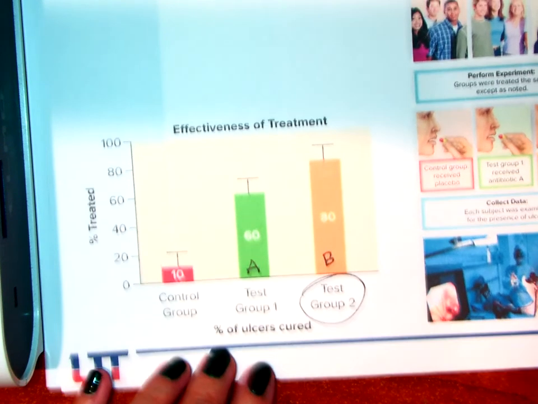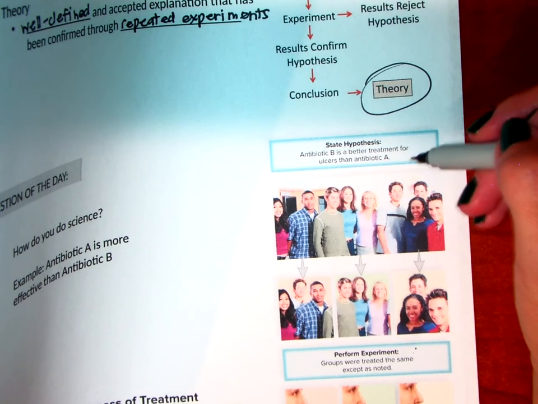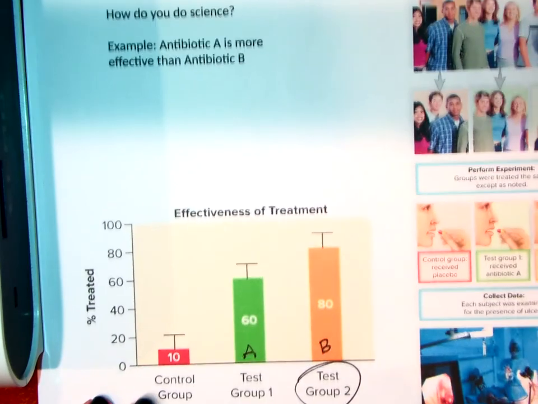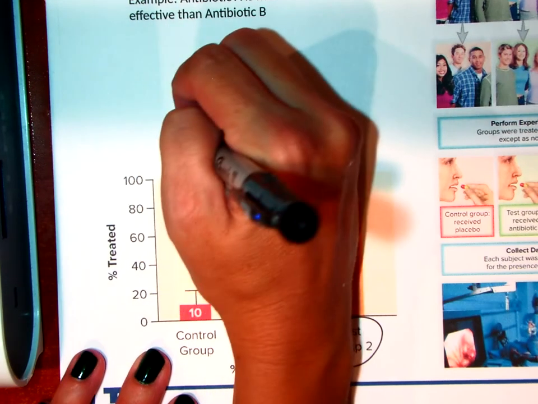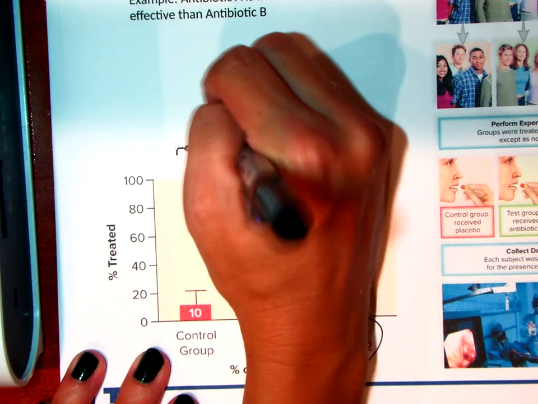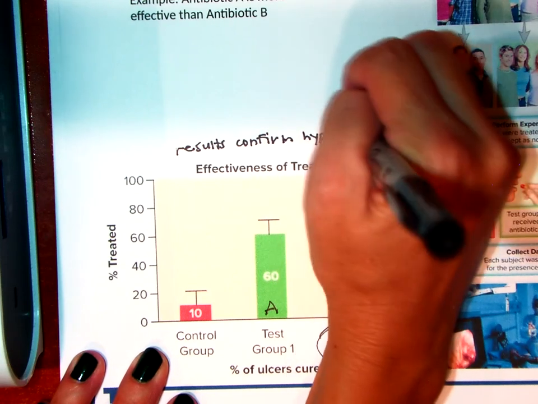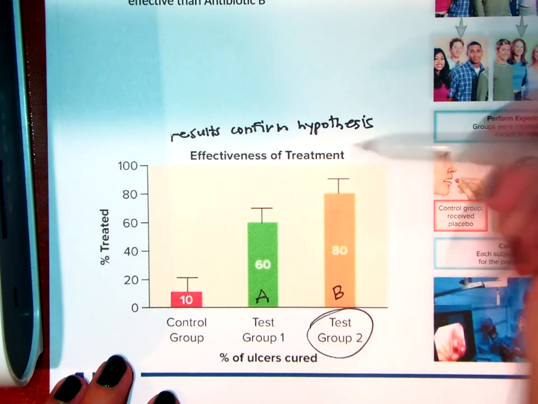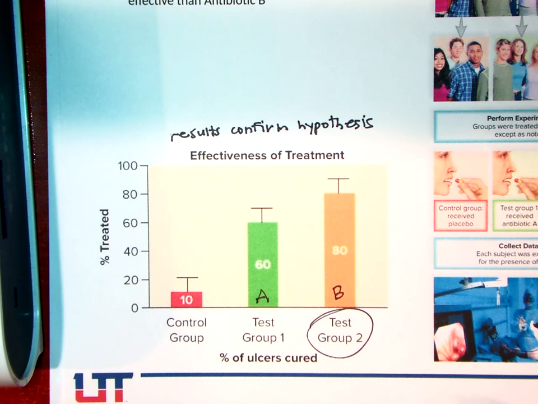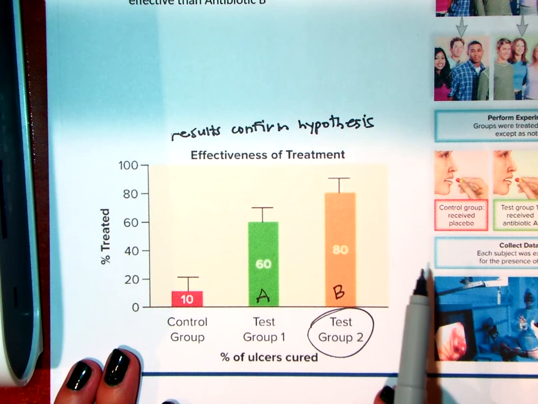So if you go back and look at the hypothesis, antibiotic B is a better treatment for ulcers than antibiotic A. We can say that for this particular test, the results confirm the hypothesis, that B is better than A. It cured 20% more of the patients with ulcers. We would probably want to run this experiment over and over again to see if we still had similar results each time.